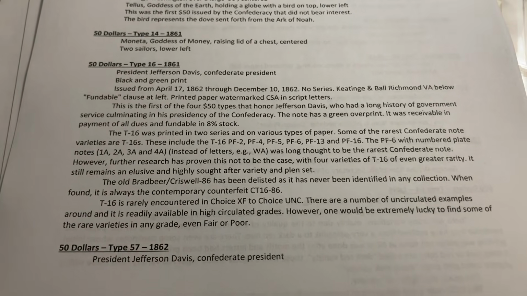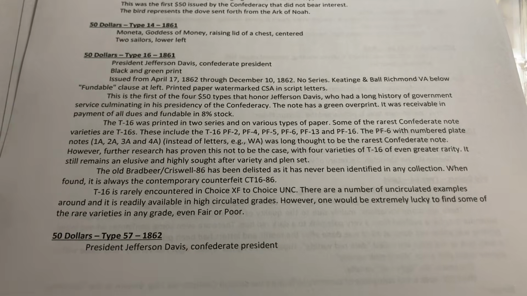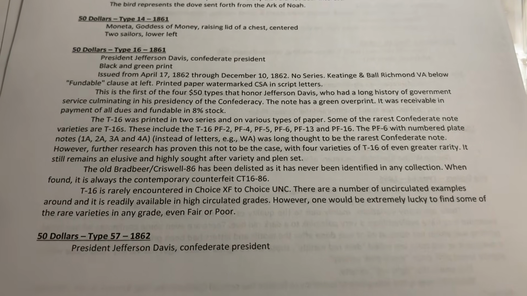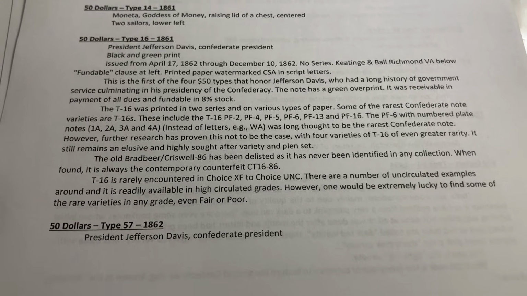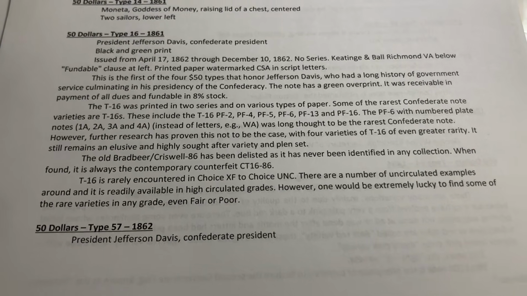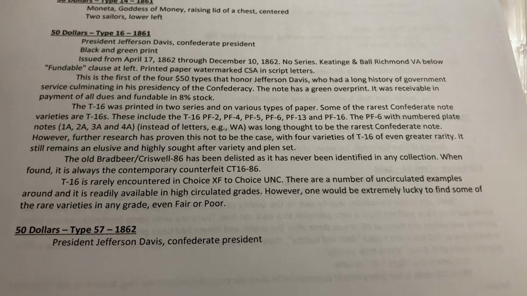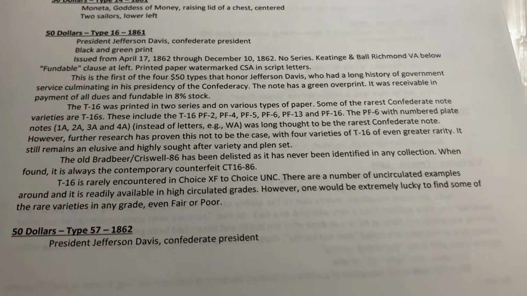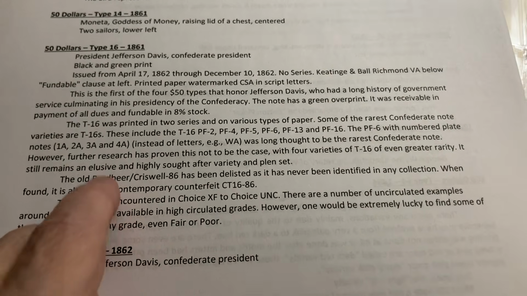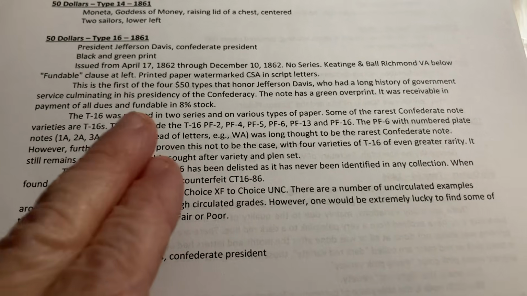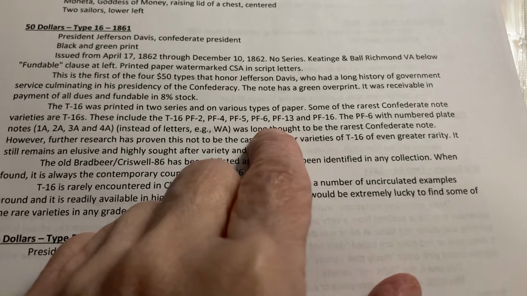Again, regarding the Type 16, my friends, this is the first of the four $50 types that honor Jefferson Davis, who had a long history of government service culminating in his presidency of the Confederacy. The note has a green overprint. It was receivable in payment of all dues and fundable in 8% stock. The Type 16 was printed in two series and on various types of paper.